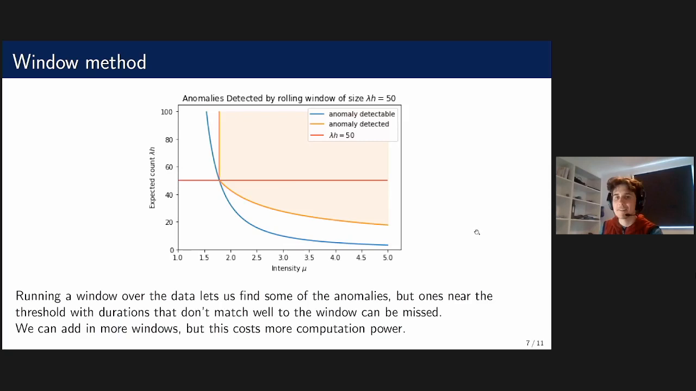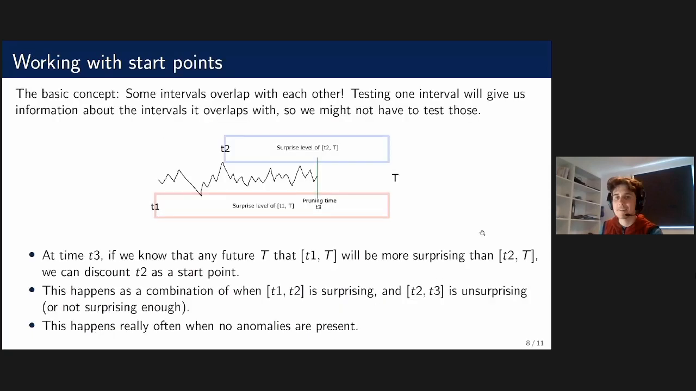So what I'm looking at developing instead is working with start points. And I'm going to keep it very, very light here. The only thing you need to take away from this slide is that some intervals overlap with each other. And if we test one interval and we know that another interval overlaps with it, it might be possible that we don't have to test the second interval because we know that an anomaly isn't going to be there.